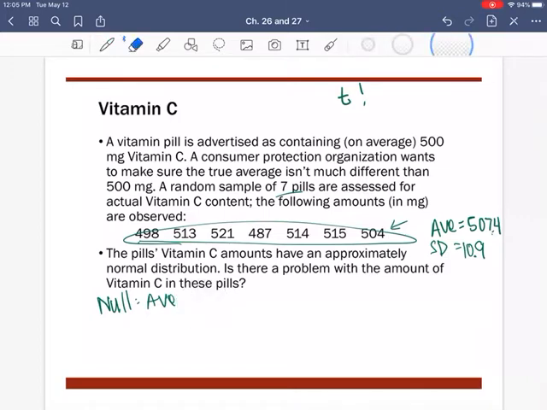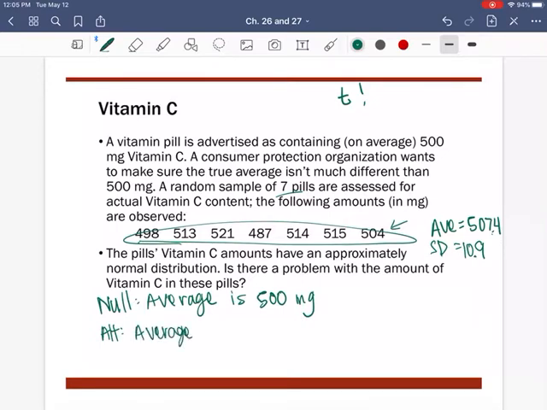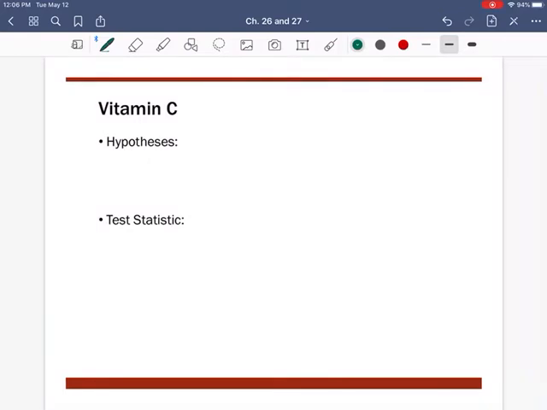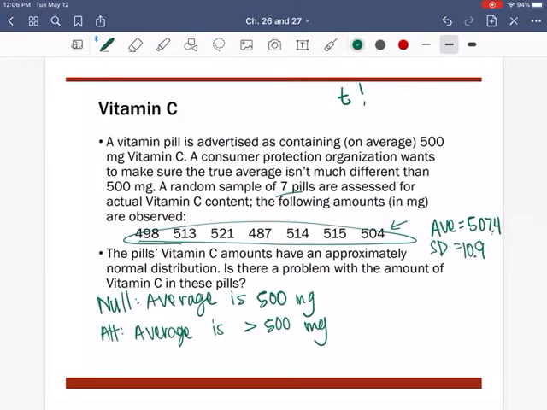Okay, so it's greater than what we expected it to be. So our null is going to be average is 500 milligrams. Our alternative is that it's not, and more than just it's not, it's greater than, because we got a number that's greater than. So average is greater than 500 milligrams. So let's test that. Oh, again, I wrote the hypotheses on the other page.